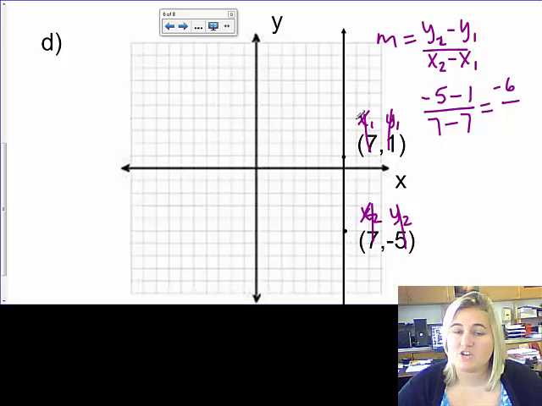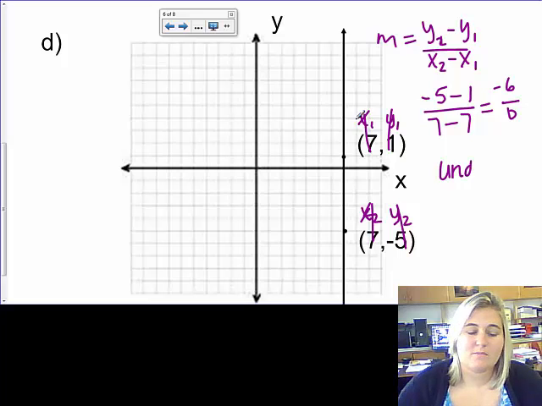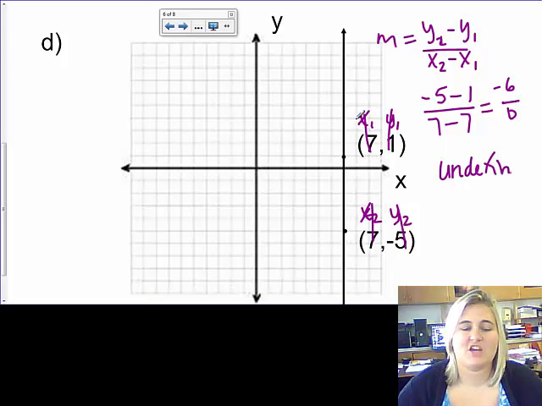Well, negative 6 divided by 0, it's probably unlikely that you have your calculator in front of you, but if you do, go ahead and plug that in and see what it tells you. Even if you are at home and you have your phone, plug that in and see what it tells you. It should tell you that you get an error, because we don't know how to divide by 0. So vertical lines are all known to have an undefined slope. So the slope of any vertical line is undefined.